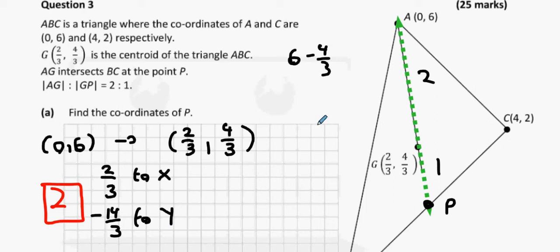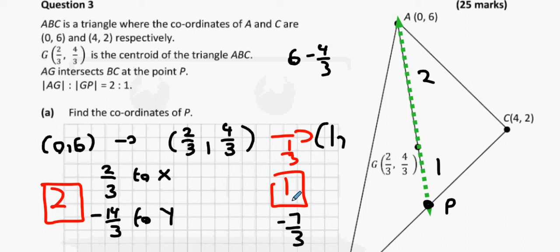Next thing we want to do is go a distance of 1. So 1 would be half of that distance I just showed you there. So what's half of 2/3? And what happens when you add 1/3 onto it? 1. And once again, what's half of 4 minus 14/3? And what's 4/3 minus 7/3? And you get minus 1. The answer is (1, -1).